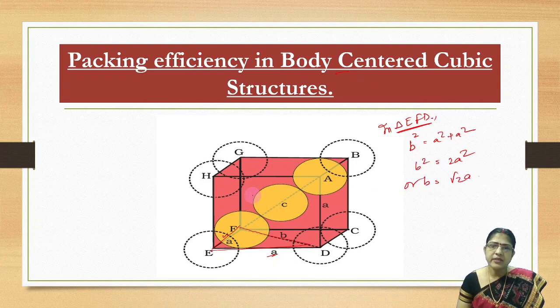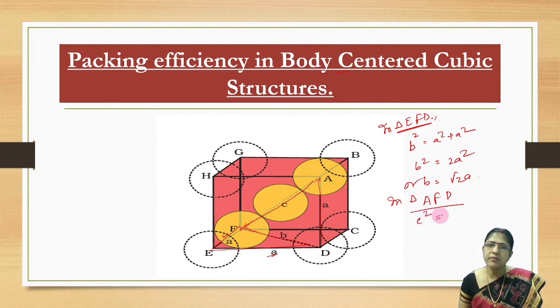Then in triangle AFD, is it a right angle triangle? Yes. This face is perpendicular. So this is again just, you imagine, triangle AFD. Again applying Pythagoras theorem, C square will be how much?